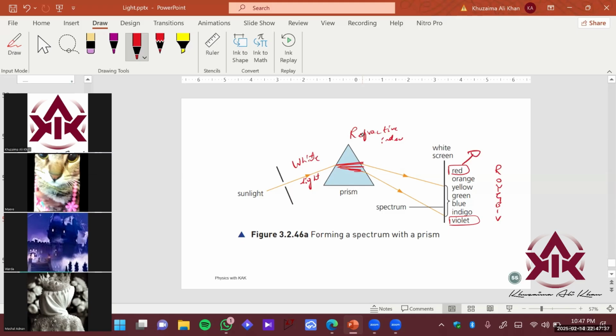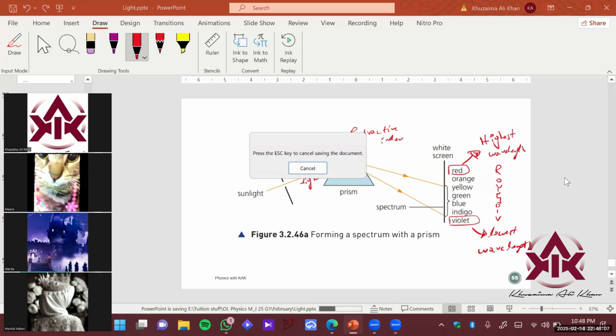So red has the highest wavelength. We will learn this in the next chapter. It has the highest wavelength, right? And violet has the lowest wavelength, right? The greater the wavelength, the lesser the refraction, and you can see that red refracts much less as compared to this particular color, which is violet over here. So that is the reason you observe 7 colors of light after it passes through a prism. Okay, you can observe these experiments on YouTube easily. They will show you a demonstration of how it is done. So again, it is refraction that disperses the light into its 7 colors.